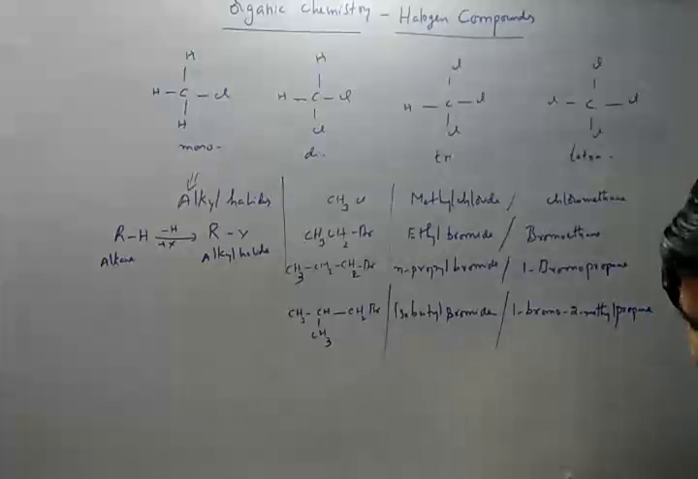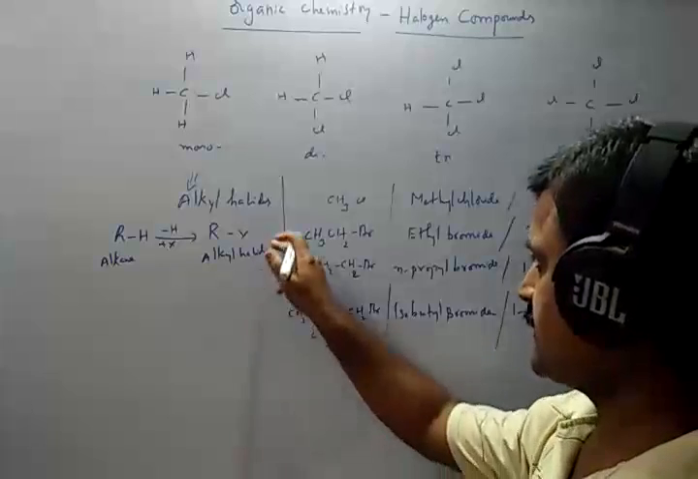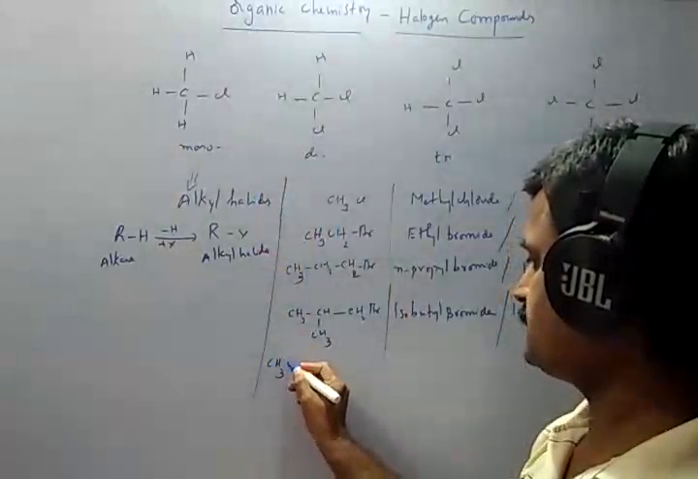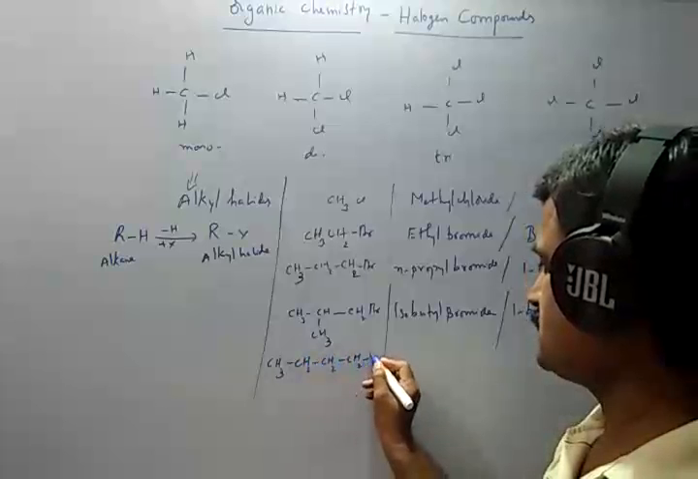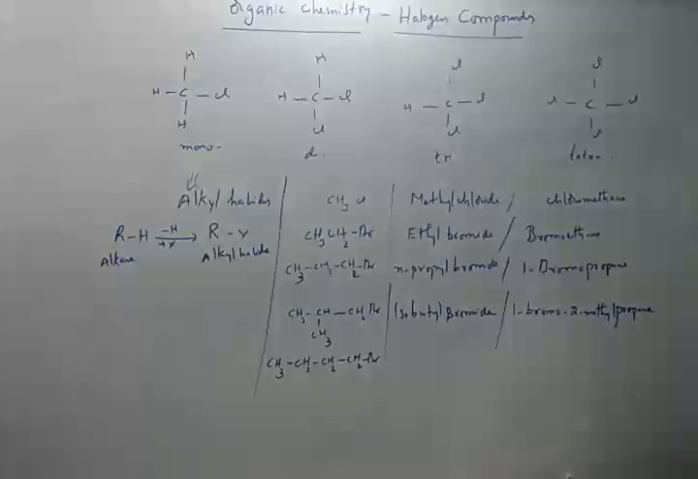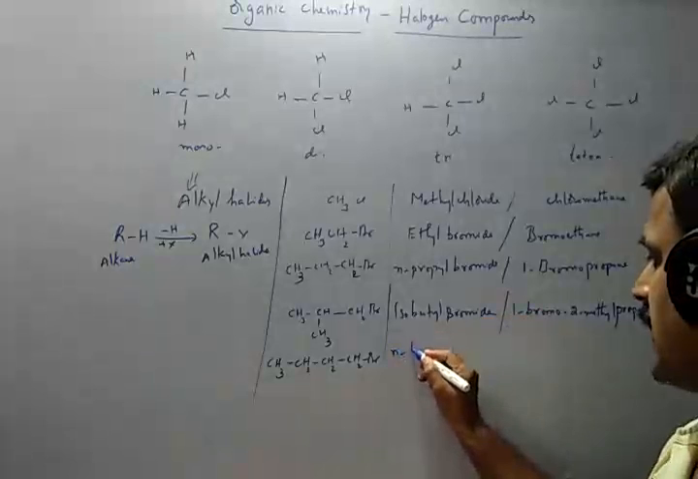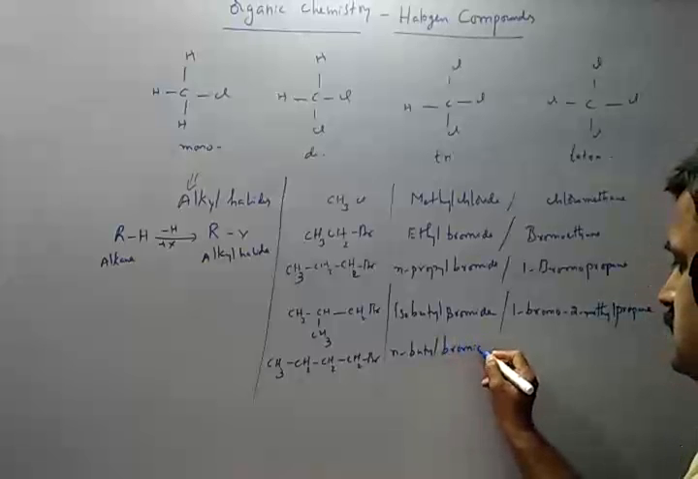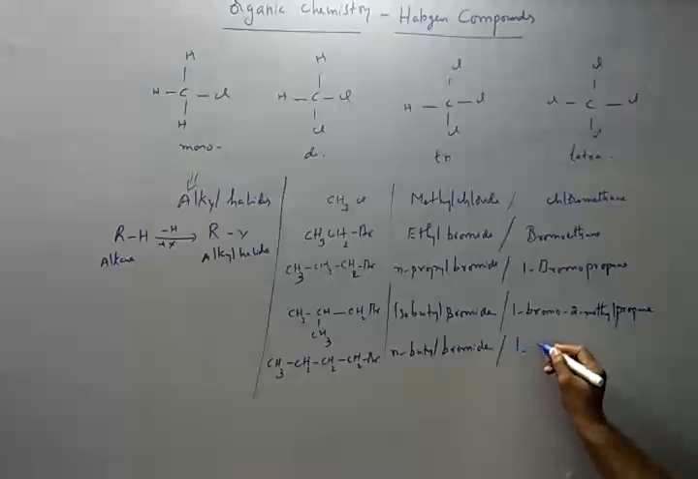Let us see the long carbon chain. If it is 4 carbons in a complete, straight chain, then it is CH3, CH2, CH2, CH2Br. We can call this N-butyl bromide. And the IUPAC name of this compound is 1-bromobutane.